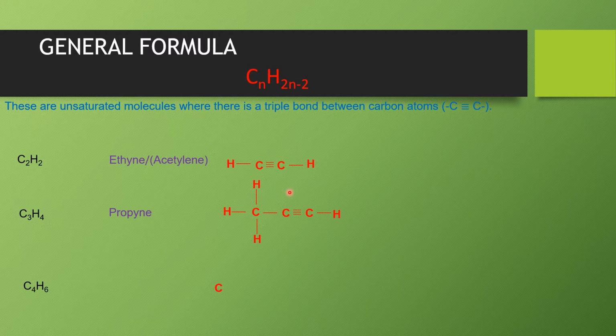Next we have 4 carbon atoms. 4 carbon atoms, hydrogen will be 6. The prefix will be but. Now we are going to be putting the triple bond in 2 different ways. So let's draw our carbon atoms first. So we will draw 4 carbon atoms. You can see I have put a triple bond on carbon number 1, and then the hydrogen atoms will be occupying the rest of the bonds.